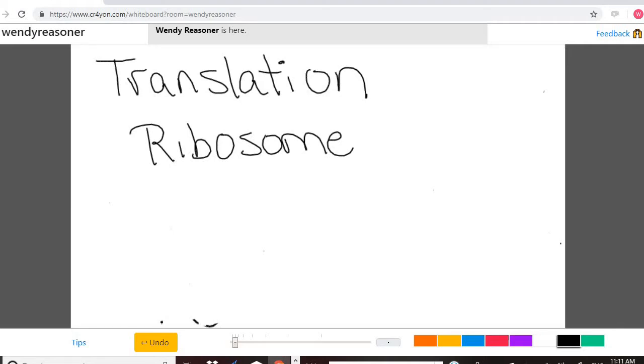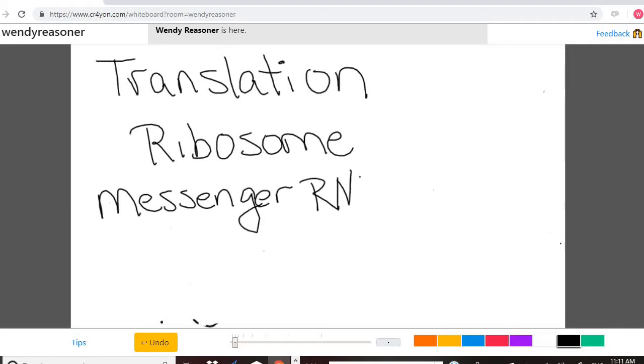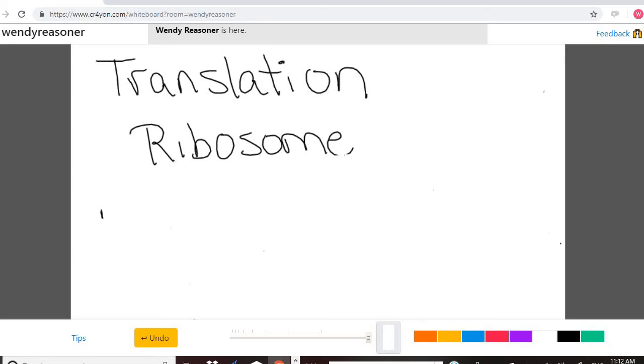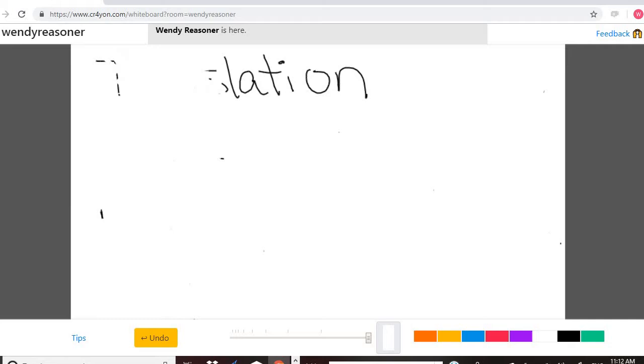The portion of the RNA that left the nucleus and goes to the ribosome is called messenger RNA, because it's carrying the message from the nucleus to the ribosome so that the protein can be made. So when we do translation, there is going to be another portion of the RNA, and that portion of the RNA is going to be called transfer RNA.